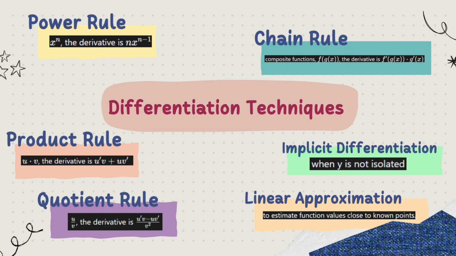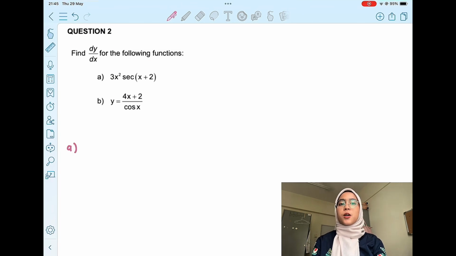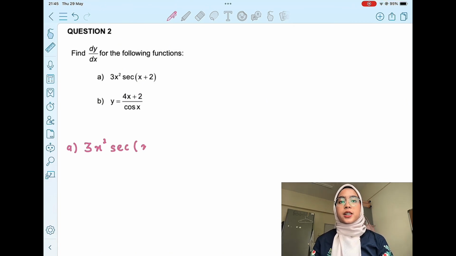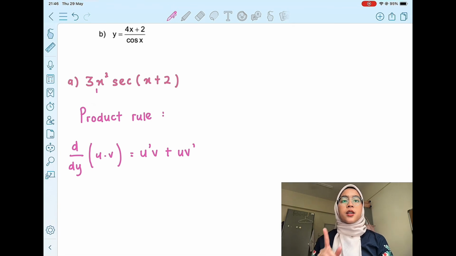And that's it. Let's move on to the next question where we were asked to find dy over dx for two given functions. Let's begin with part A. Given y equal to 3x squared times secant x plus 2. This function is the product of two expressions. The first is 3x squared, a polynomial. The second is secant x plus 2, a trigonometric function.